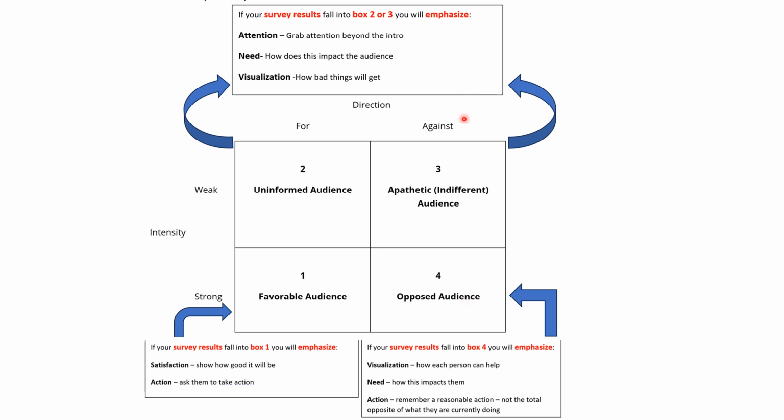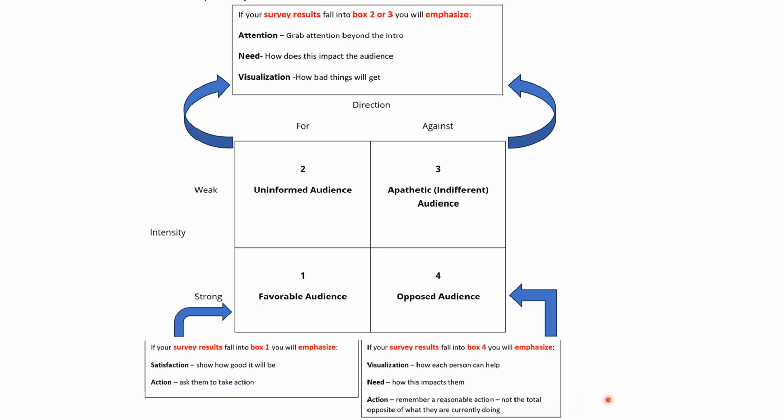If you found the audience is against you, and it's kind of a strong against you, and you have that opposed audience, then again, you go through every step and you go through them in the same order, but you're going to really emphasize visualization, need, and action. So you're going to help them to see how this impacts all of us and how good it will be, or how bad it will be, or a combination of the two. You're going to help to emphasize the need, and this is the problem, and this is how it really impacts all of us. So you're appealing to those universal concerns, and you're going to emphasize action.